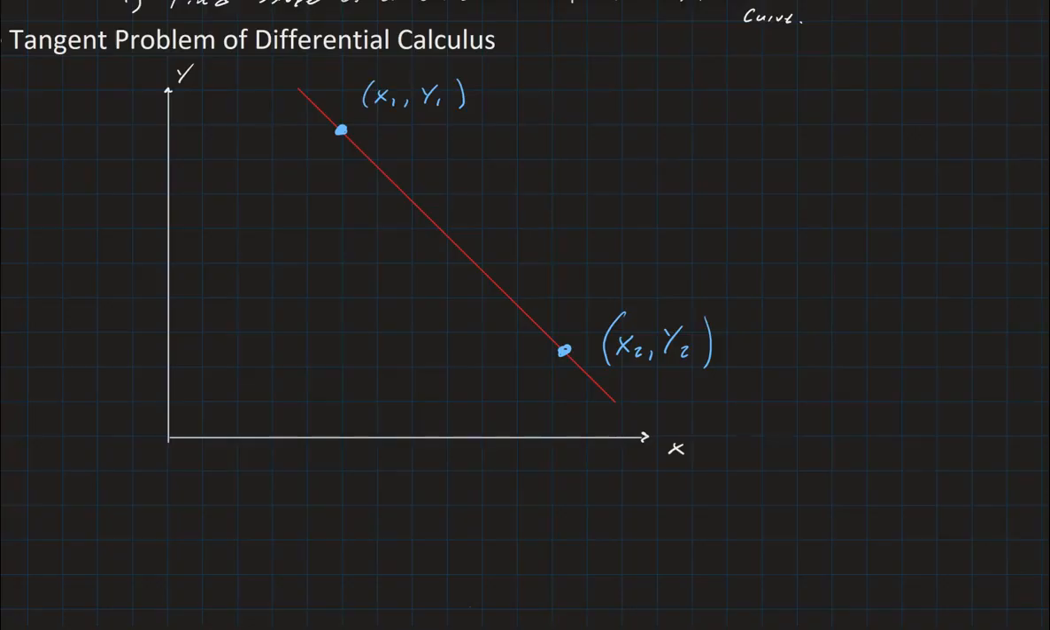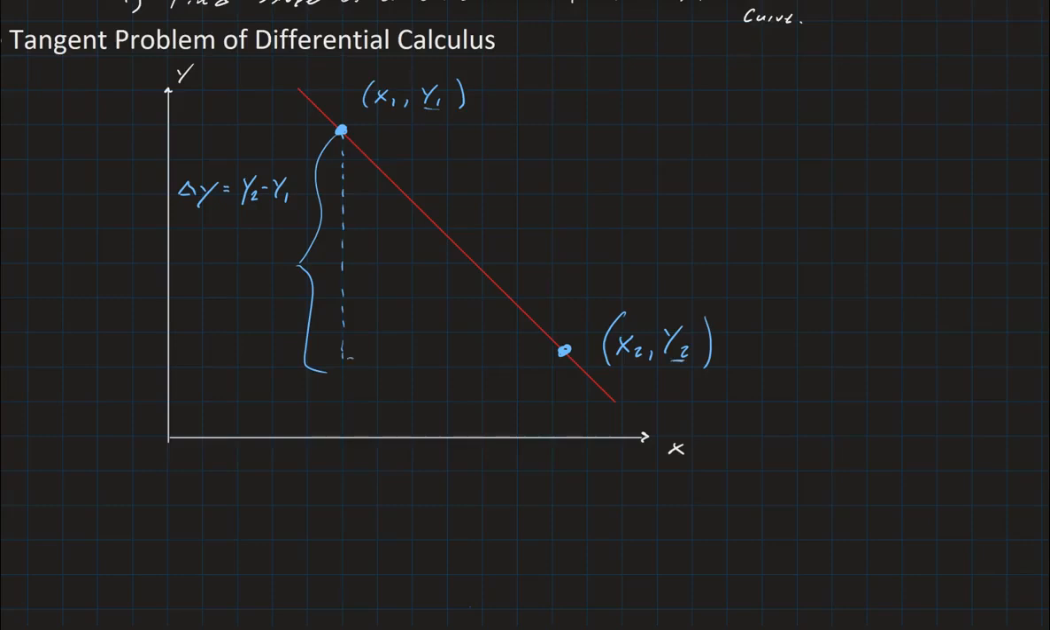And the components of the slope are the following. First thing I need to do if I want to find the slope of the line is I need to measure the vertical distance between the two points. We call this delta y, or the change in y. And delta y is given by y2 minus y1. I find the difference between the y components of these points.